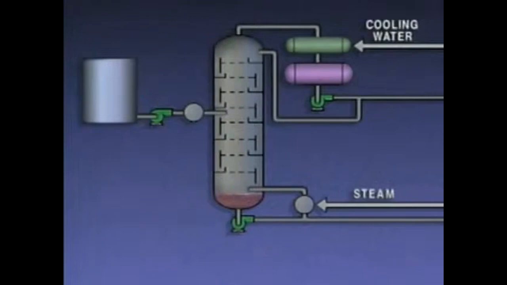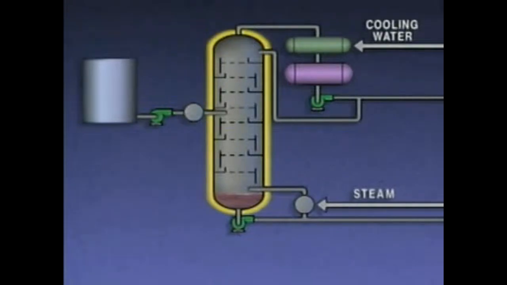Let's take a look at a simplified representation of a distillation system. In this example, the feed is stored in a tank. During operation, a pump is used to move the feed from the tank to a preheater. In the preheater, the mixture is heated under pressure to just below its boiling point. The pressure in the tower is lower than the pressure in the preheater. So when the feed enters the tower, it starts to boil.